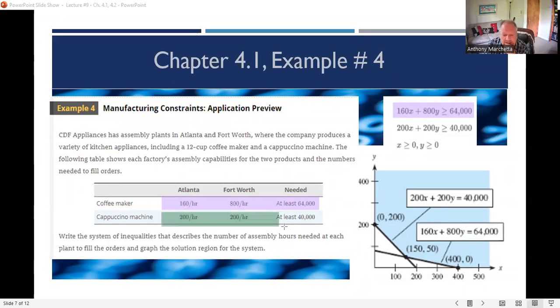For the cappuccino machine, which is this piece here, we have a new statement that is associating the concept of having 200 machines times the number of hours I can work the Atlanta factory, right? And the same thing with 200 machines times the number of hours I can work the Fort Worth factory. That ought to be greater than or equal to what I need, which is I need at least 40 grand. And now, by the way, you can't have negative coffee makers and you can't have negative hours, right? And such. So we include our little extra syntax to show that we mean nothing negative. When you graph those three things, you get something looking very much like this right here.